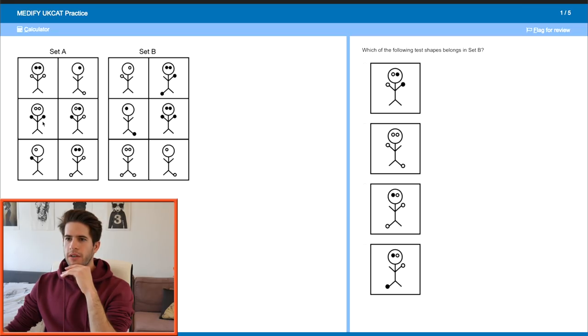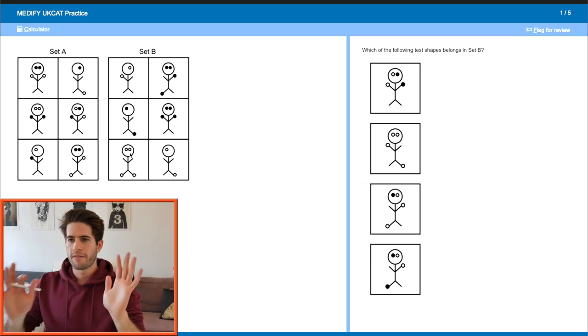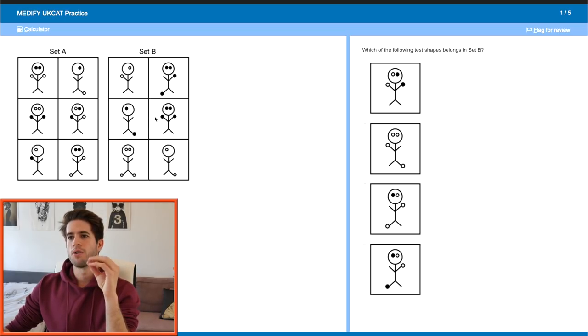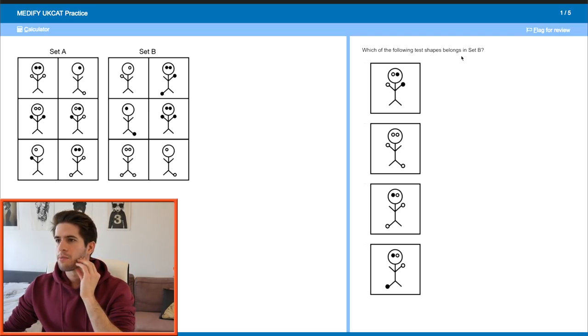2 black, 2 white, 2 black, 2 white, 2 black, 2 white, 1 black, 1 white. So they're equal here. This is 4 black, 2 white, 4 black, 2 black. Okay, cool. I figured out that in set A, there's an equal number of black and white shapes, circles, whereas in set B, there's only one color. Which of the following test shapes belongs in set B?